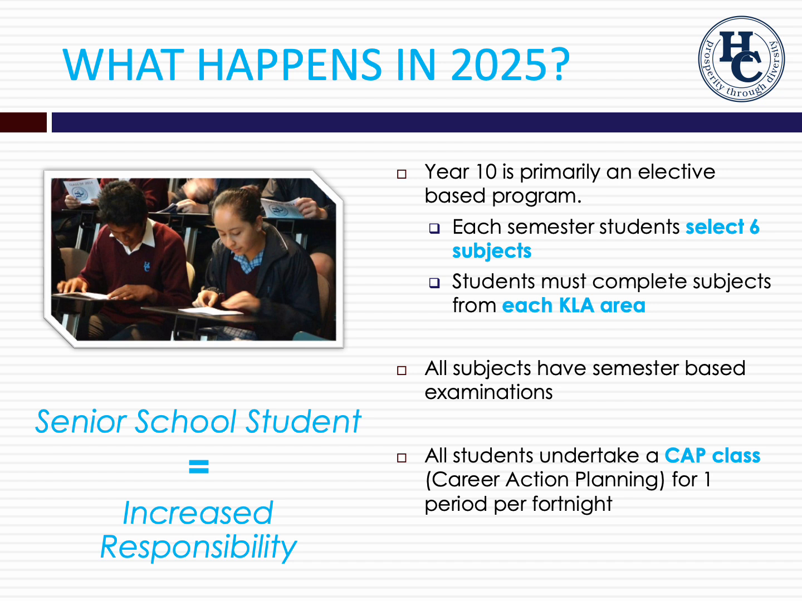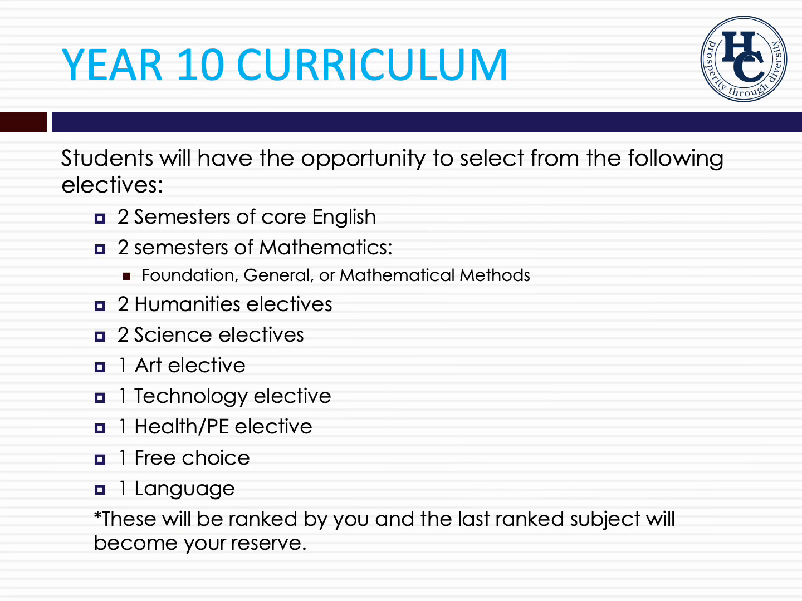What happens in 2025? So the Year 10 primarily is an elective-based program. So each semester, students will select 6 subjects, 2 of which are English and Math, and students must have requirements for the KLA areas that they undertake. All subjects have semester-based exams, so every subject now will have an exam, and they will also undertake a CAP class or a career action planning class for 1 period per fortnight. We see our senior school students as having an increased responsibility for their programs.